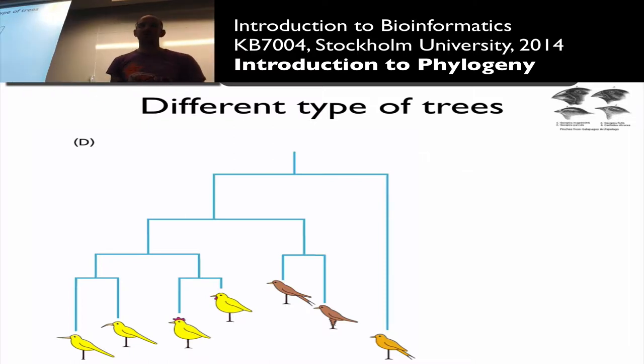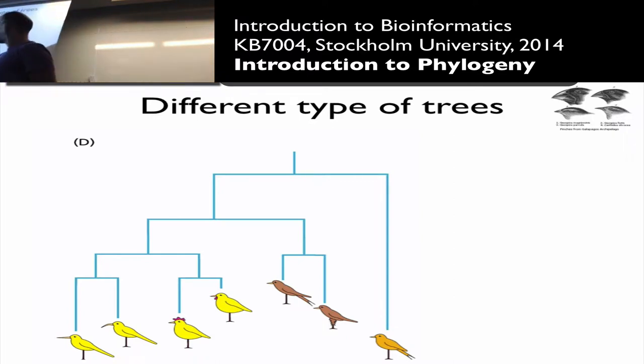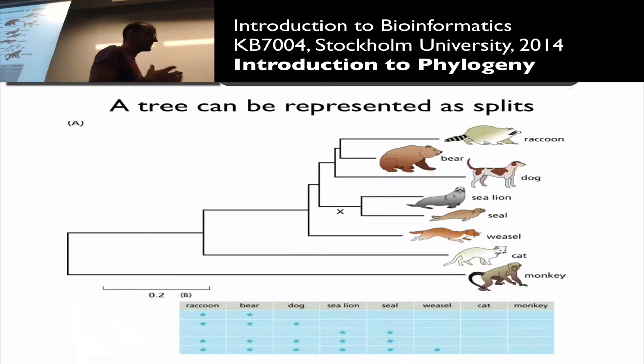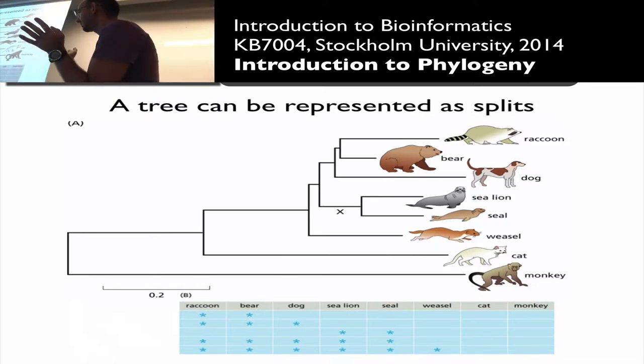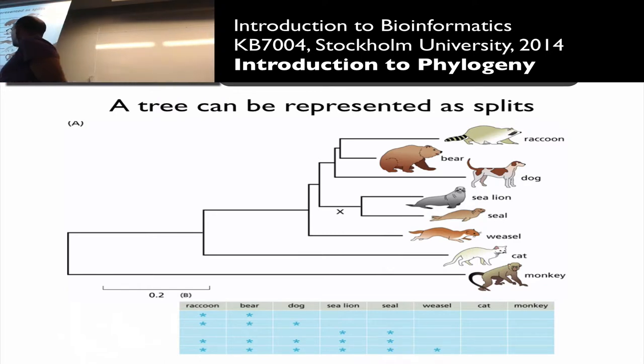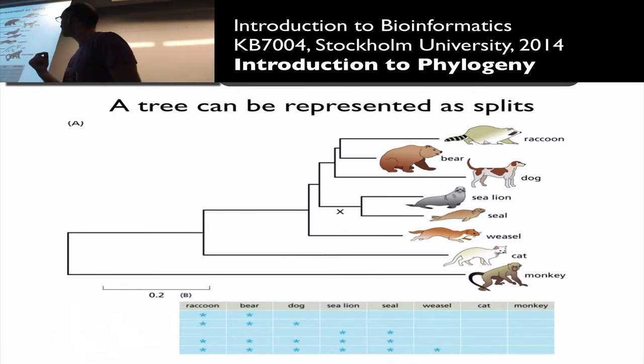When we want to make a tree, we have to decide what type of tree we want to make and how to do these things. In principle, if you want to make a basic description of a tree, you can define it as splits. When do two species separate? Or two genes separate, duplicate, or something. What happens in splits? That is kind of the key concept.